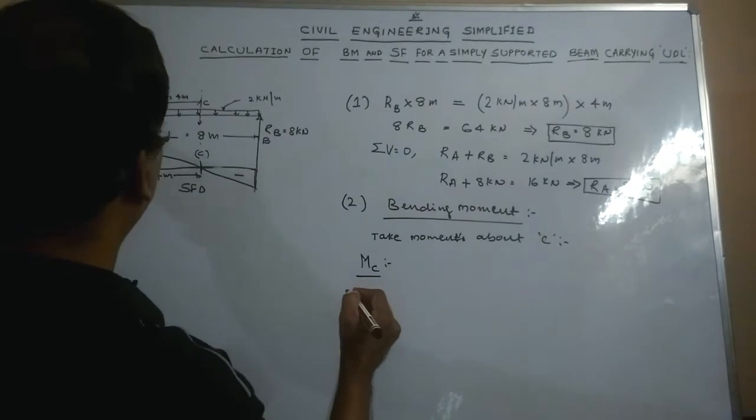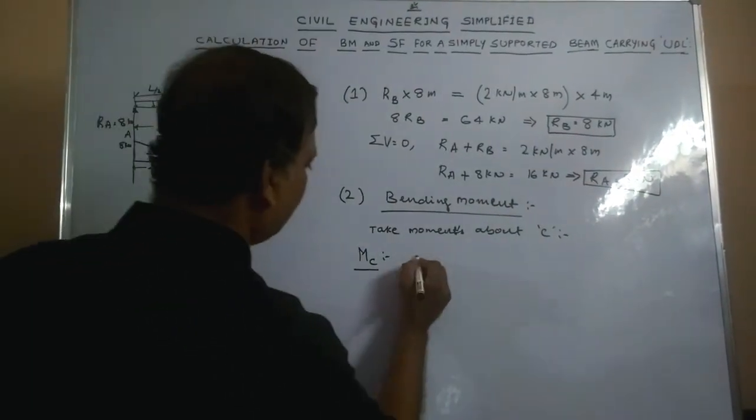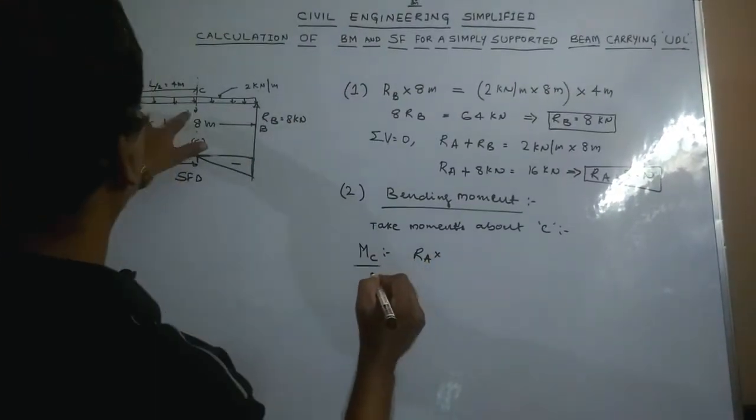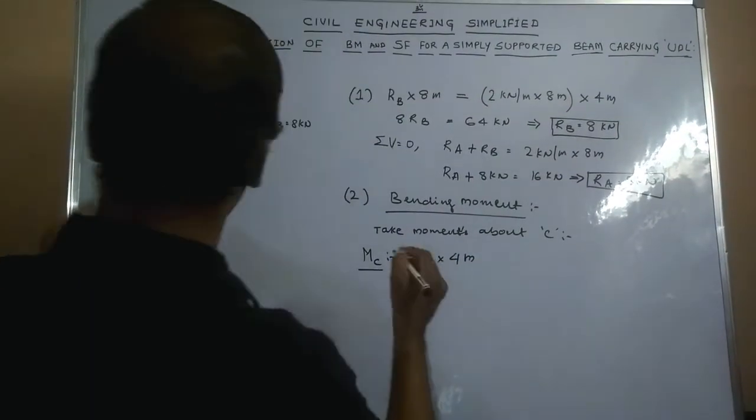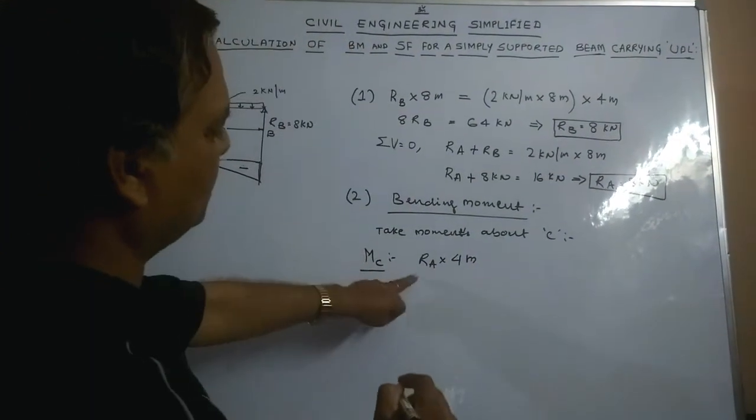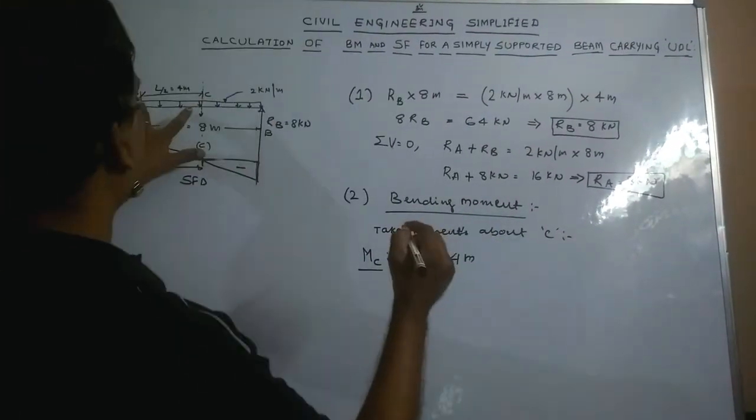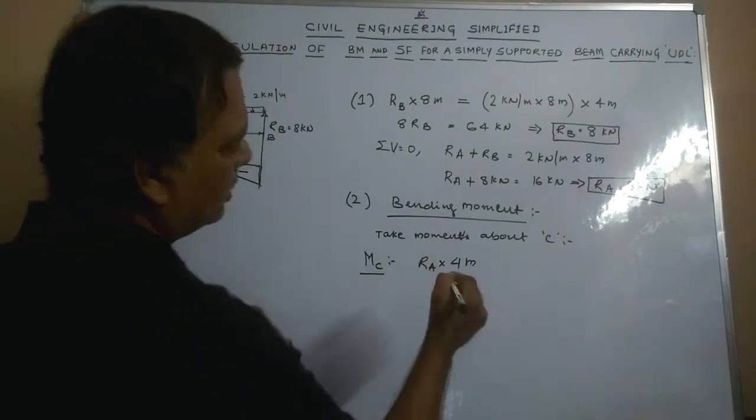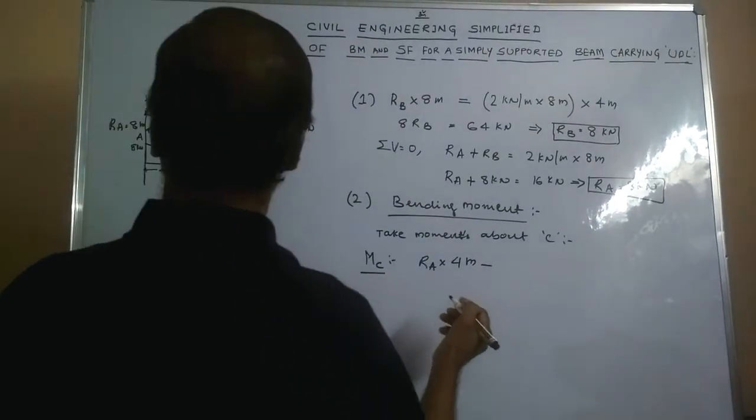which is, we have got the reaction acting upwards, RA, which is acting at a distance of 4 meters from point C. This is a clockwise moment. I am representing it as the positive side. There is also a total downward acting load here, which is the UDL. This is acting anti-clockwise, hence I represent it by a minus.